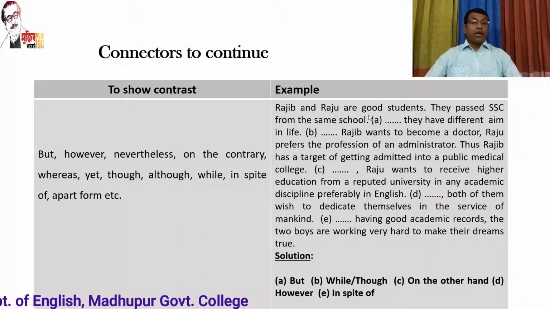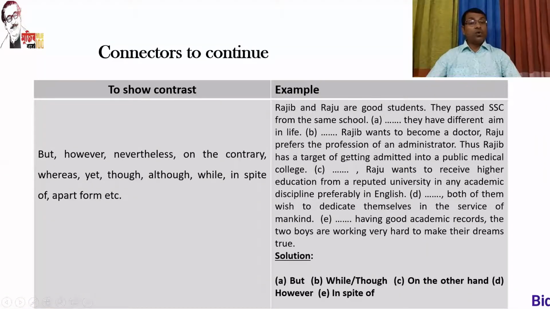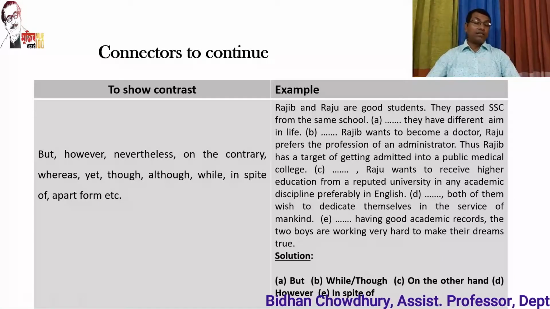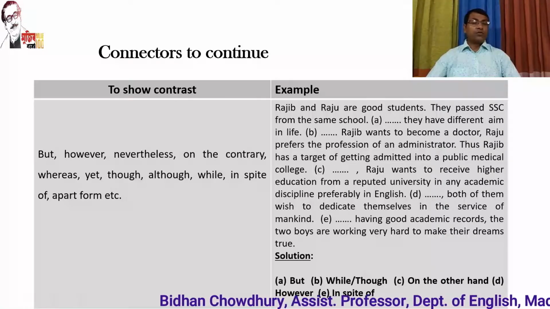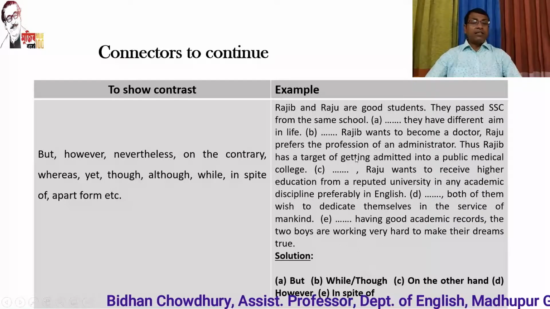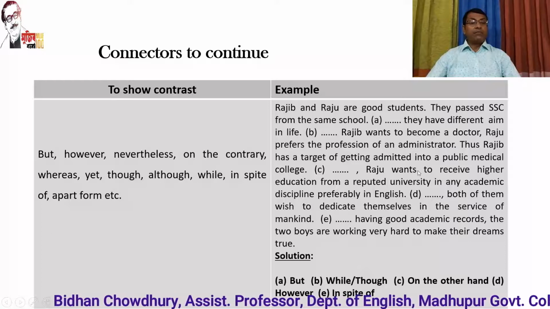Remember it. And in number B, I have given two options here, while or though. While Rajiv wants to become a doctor, Raju prefers the profession of an administrator. Or though Rajiv wants to become a doctor, Raju prefers the profession of an administrator. Both are correct, but dear students, you must not give any option in your answer. You must choose only one, that is the right style of answering connectors. Thus, Rajiv has a target of getting admitted into a public medical college.